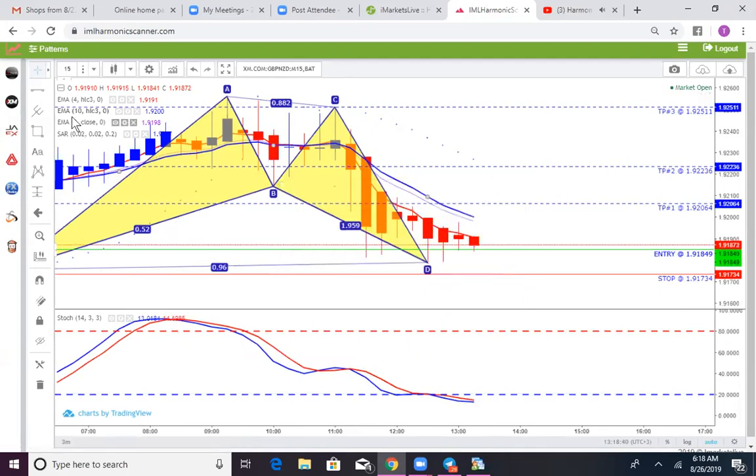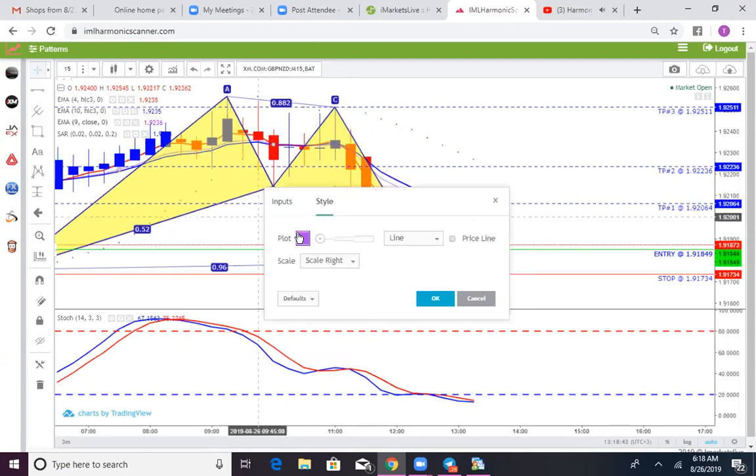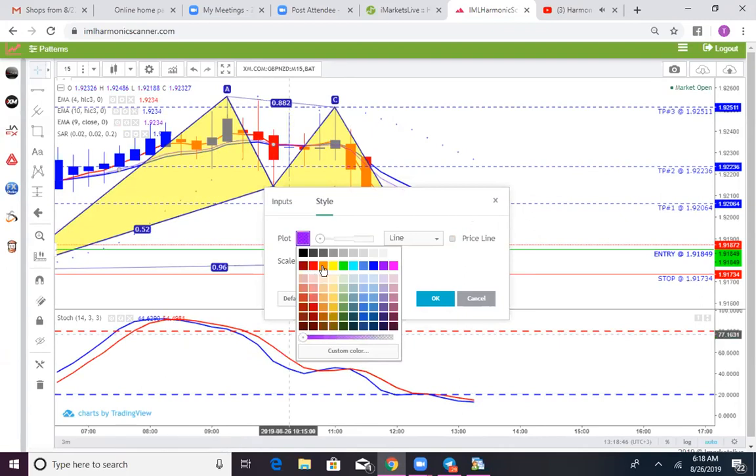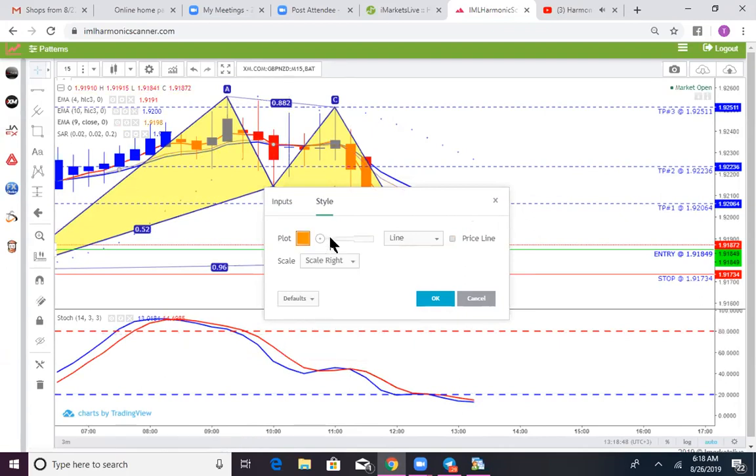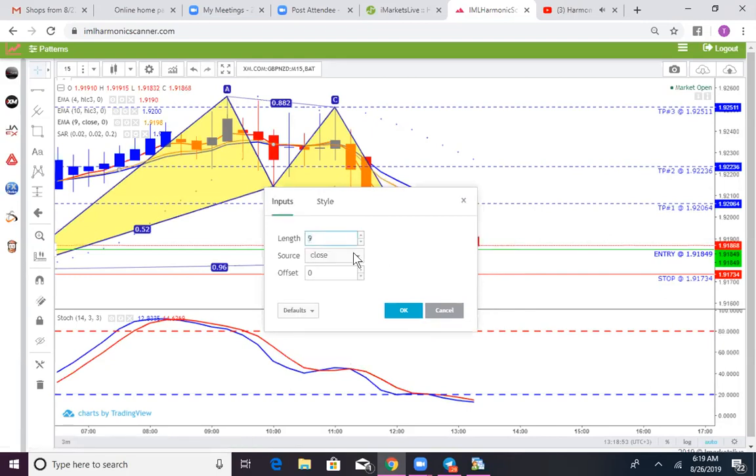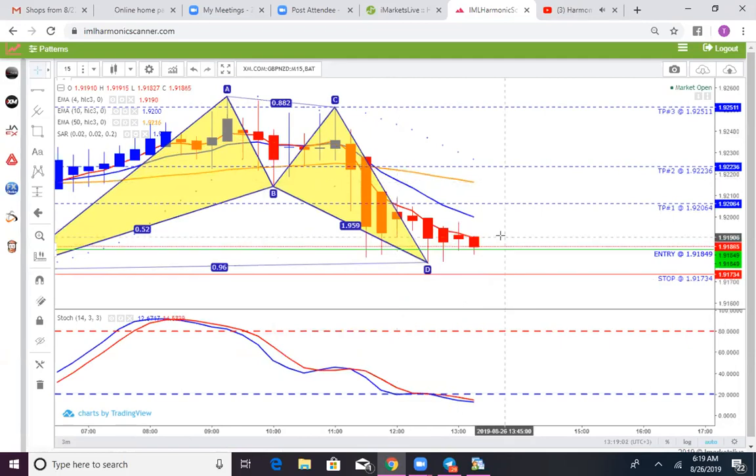And then your third one is your 50 moving average. Y'all, the 50 moving average will save your life. It's orange, make it a little bit thicker. Input 50, apply to close. It's a universal support resistance line, y'all. And it will save you a lot of headaches.